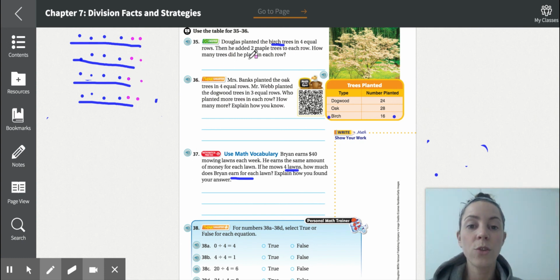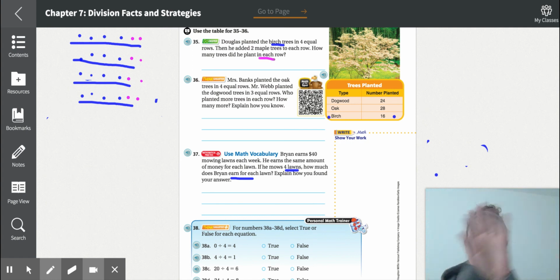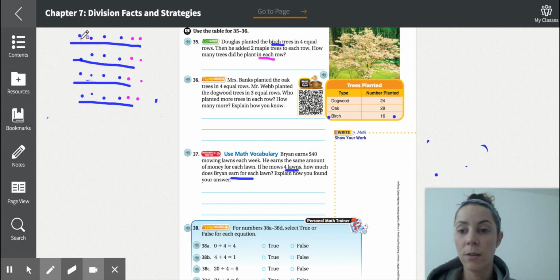How many trees did he plant in each row? That means like all the trees in that row. So go to 1 row and count how many trees are there. 1, 2, 3, 4, 5, 6. So this one should have been 6.